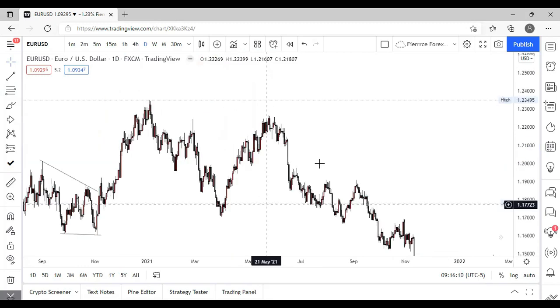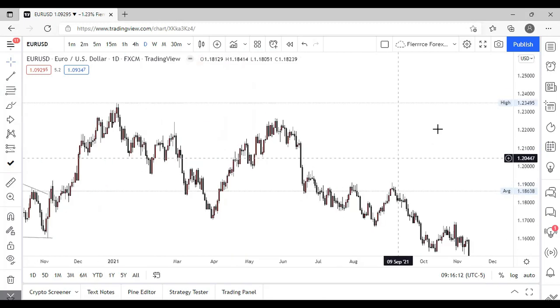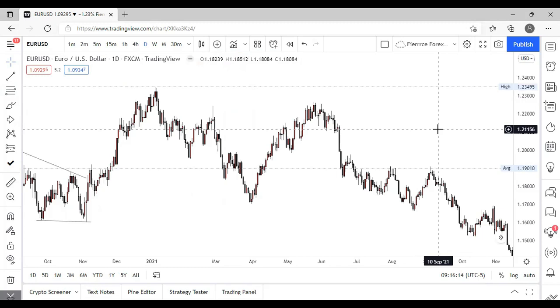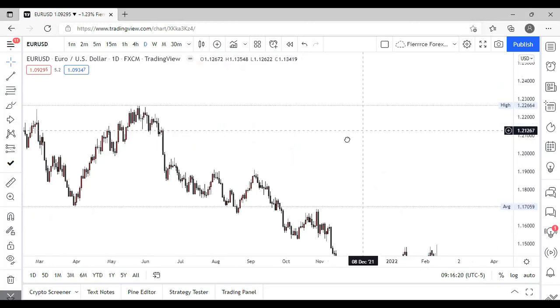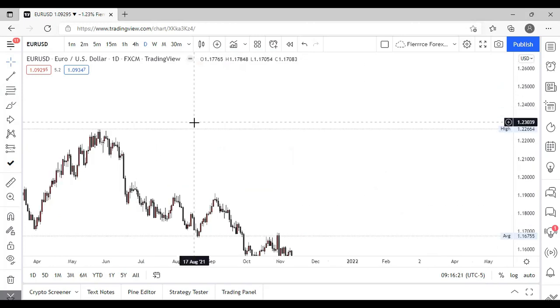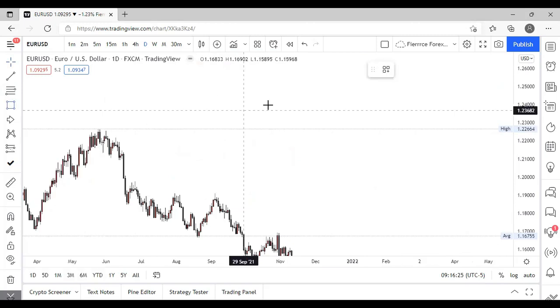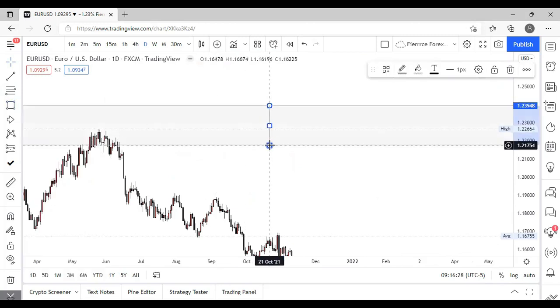I want to identify the swing highs and swing lows. Now, let me just pause a bit. Let me do something before I talk about that. What is a swing high and a swing low? Let me talk about that so that this makes more sense.